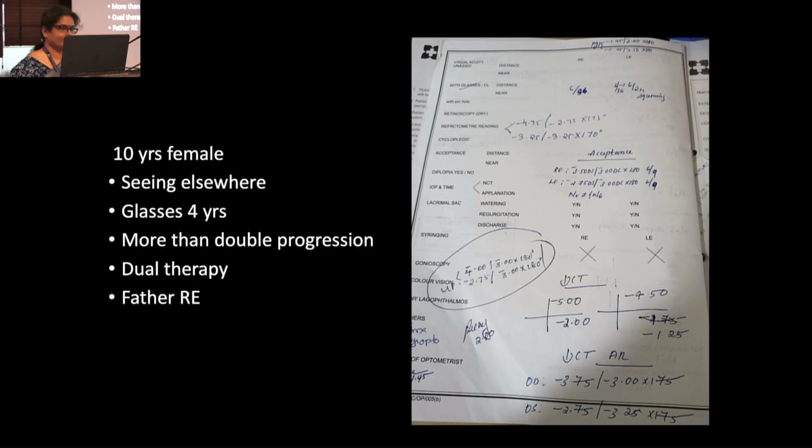Okay. So now we'll go to post-COVID. This 10-year-old female has been seeing elsewhere. Again, you can see the correction they are using is less. So it's almost double now, the power. And she has been using glasses for 4 years. So immediately we started dual therapy, both drops as well as glasses. Father is a high myope, so we didn't want to take any chances.